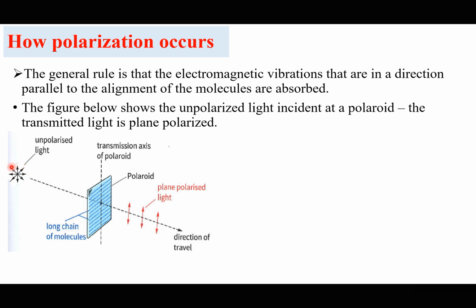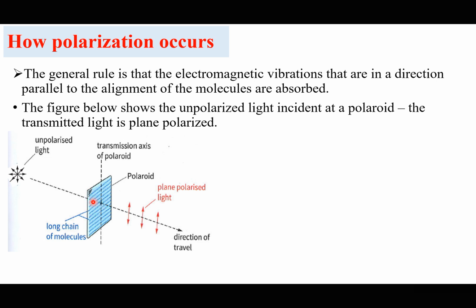So we have the unpolarized light, where the vibrations are in more than one plane. If the unpolarized light is incident on a polaroid, in this polaroid there is a long chain of molecules arranged horizontally. These wavy blue lines indicate the arrangement of the chain of molecules. If the electromagnetic vibrations are in a direction parallel to the alignment of the molecules, they are absorbed. If it is perpendicular, they just pass through.